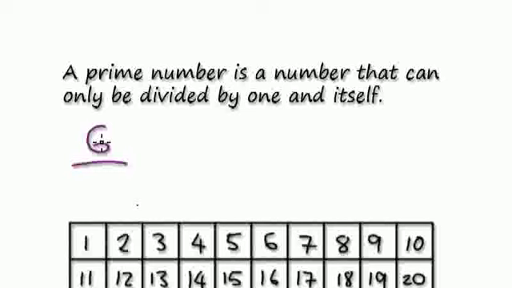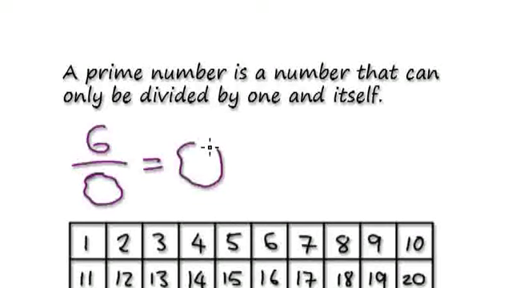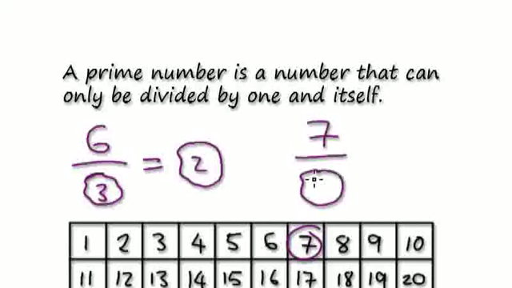Well, another way of looking at it is, if you look at the number 6 here, can you think of a number where 6 divided by a whole number gives you another whole number? Well, here we can think of 3, and then that will give you a 2. Well, look at the number 7 here. Can you think of a number where 7 divided by a whole number gives you another whole number? You see, the only way of doing it is 1 or 7.